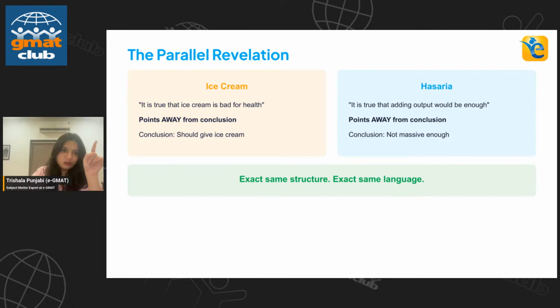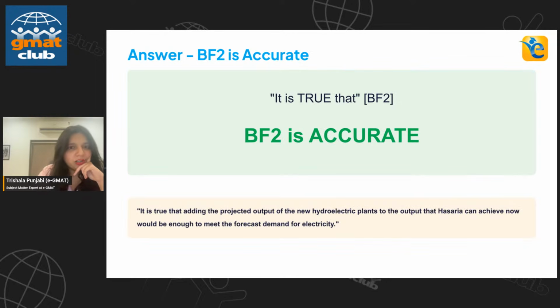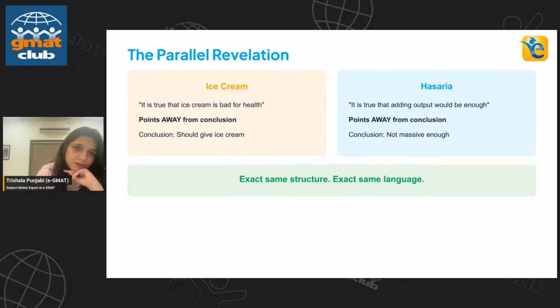You should never say, like, you're wrong. So similarly, what is happening in the Hazaria question? It is saying that it is true that adding output would be enough. The argument is explicitly giving it to us on a plate. It is literally accurate. It is pointing away from the conclusion, but that does not mean that it is not true. It is the exact same language. All right, so it is true. That means BF2 is accurate.